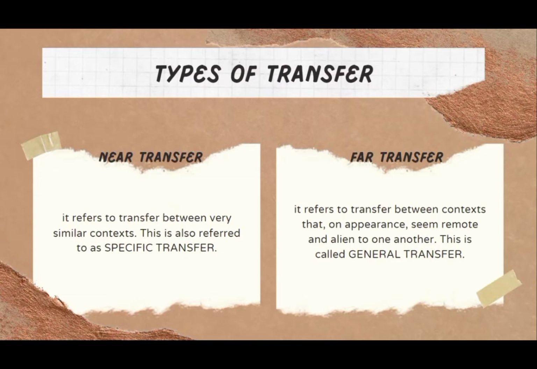Fourth is far transfer. It refers to transfer between contexts that on appearance seem remote and alien to one another. This is also called general transfer. For example, Stephen Covey applied the lesson of that Aesop fable of the goose that lays the golden eggs to managing corporations. He said we should take care of the goose rather than kill it. To be successful in business, we should take care of our workers, not burden them. So those are the types of transfer.